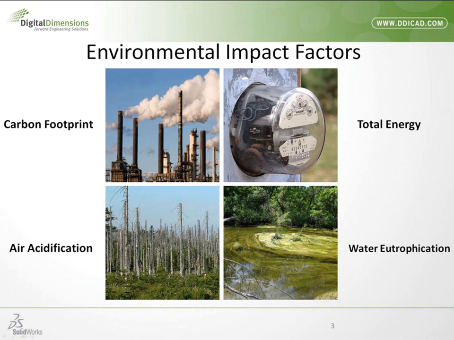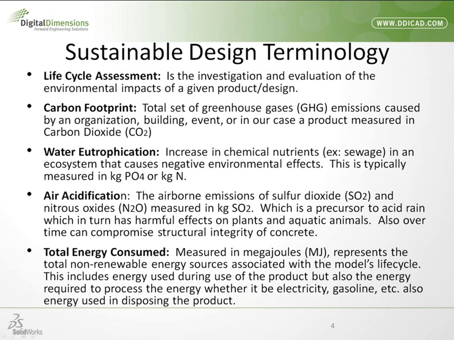Also, air acidification, and this is a precursor basically to acid rain and environmental issues. And lastly, water eutrophication. That's basically putting sewage and extra nutrients that are going to change the effect of your environment. Here's some of the terminology here that I want to cover for the purposes of our discussion this morning.